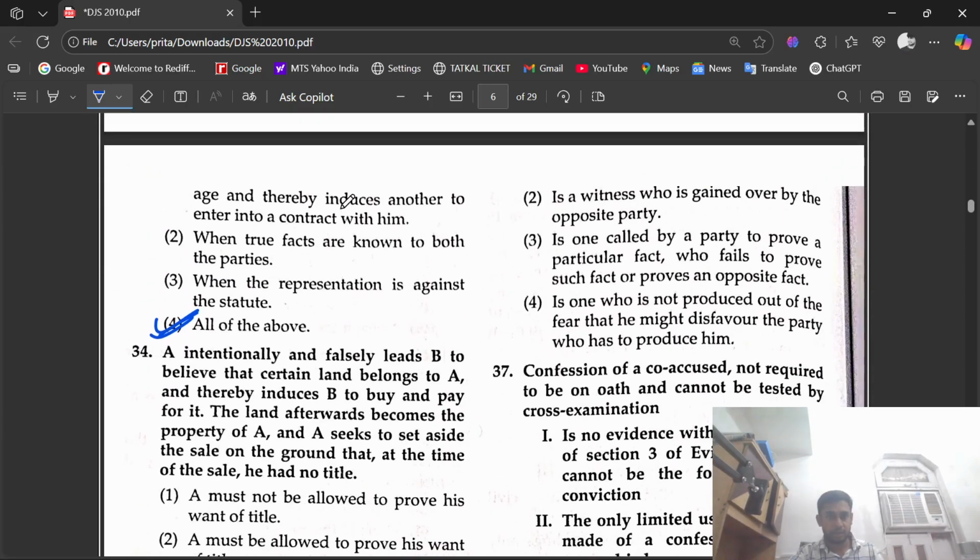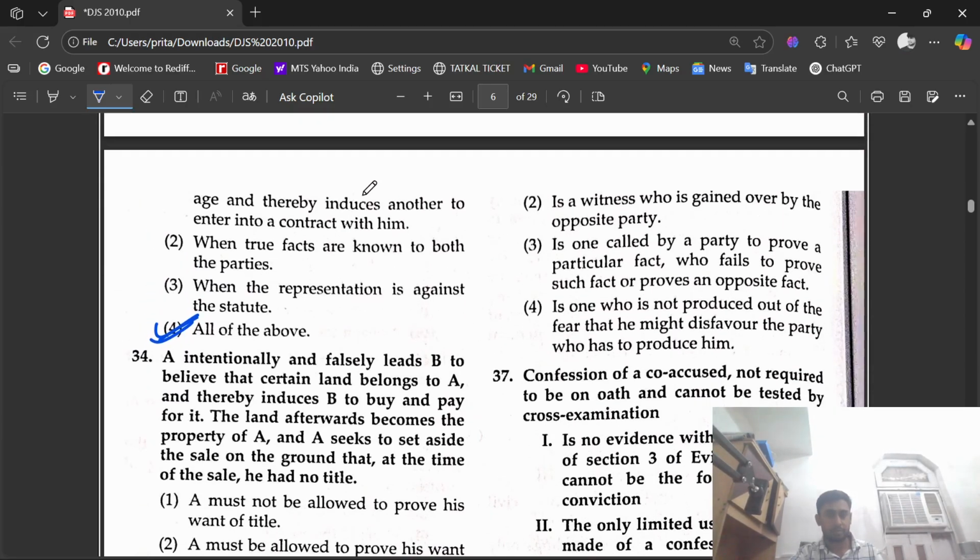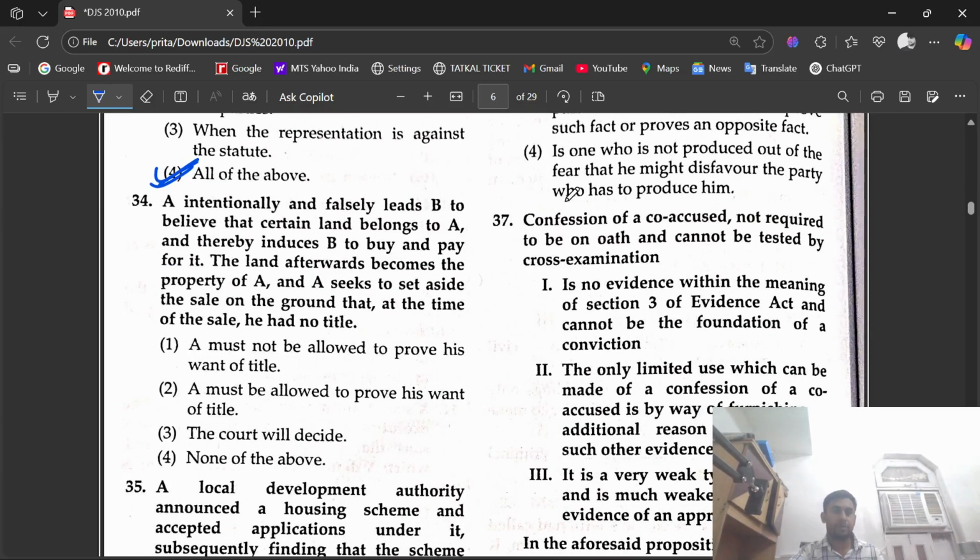Question number 33 is all of the above. See question number 34. A intentionally and falsely leads B to believe that certain land belongs to A and thereby induces B to buy and pay for it. The land afterwards becomes the property of A, and A seeks to set aside the sale on the ground that at the time of the sale he had no title.